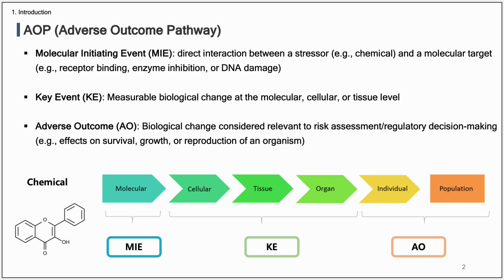Let's briefly describe each MIE, KE, and AO. Molecular initiating event, MIE for short, is a direct interaction between a stressor and a molecular target. A key event, KE for short, is a measurable biological change at the molecular, cellular, or tissue level. An adverse outcome, AO for short, is a biological change that is considered relevant to risk assessment or regulatory decision-making.